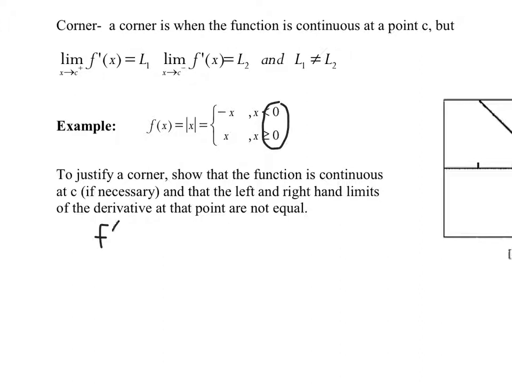So I need to first find f of 0. That only applies to the second piece of the function, so I'm not going to write the x. Just plug the 0 in for x, and you get 0. All right, so we know a point exists there.